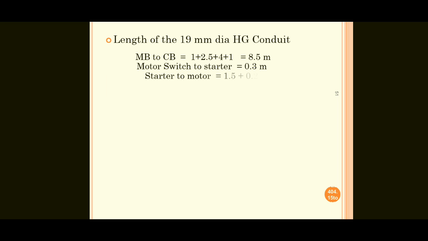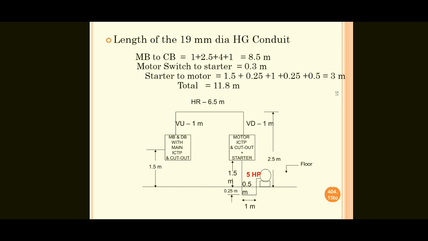Next one similarly. Length of the 19 mm diameter HG conduit. MB to CB: 1 plus 2.5 plus 4 plus 1, 8.5 meter. Motor switch to starter: 0.3 meter. Starter to motor: 1.5 plus 0.25 plus 1 plus 0.25 plus 0.5, 3 meter. So total becomes 11.8 meters.